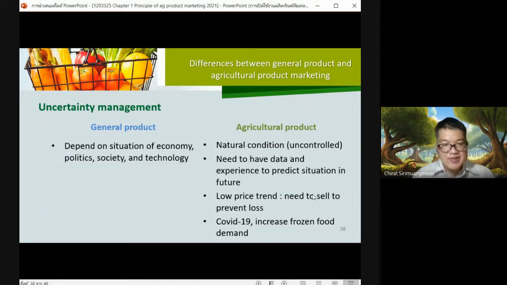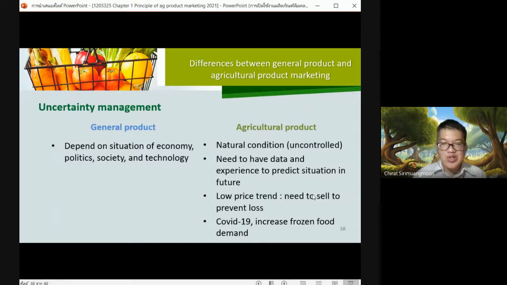General products depend on the situation of the economy, politics, society and technologies. So they will follow the things that happen at that time. But for agricultural products, it's different. You need to monitor the natural conditions, but I would say they are uncontrolled. Sometimes the weather changes two or three times per day.